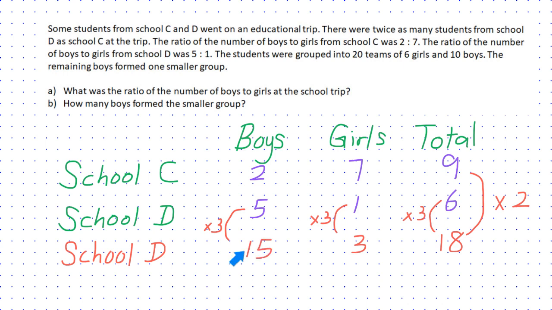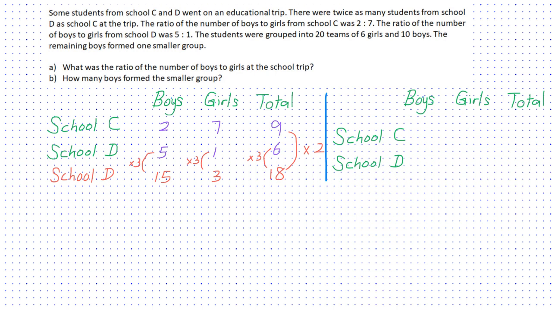So now we can cross check. 15 plus 3 is equal to 18. So now I will write the adjusted ratios separately. So school C will be 2:7, which is a total of 9. School D will be 15:3 with a total of 18.